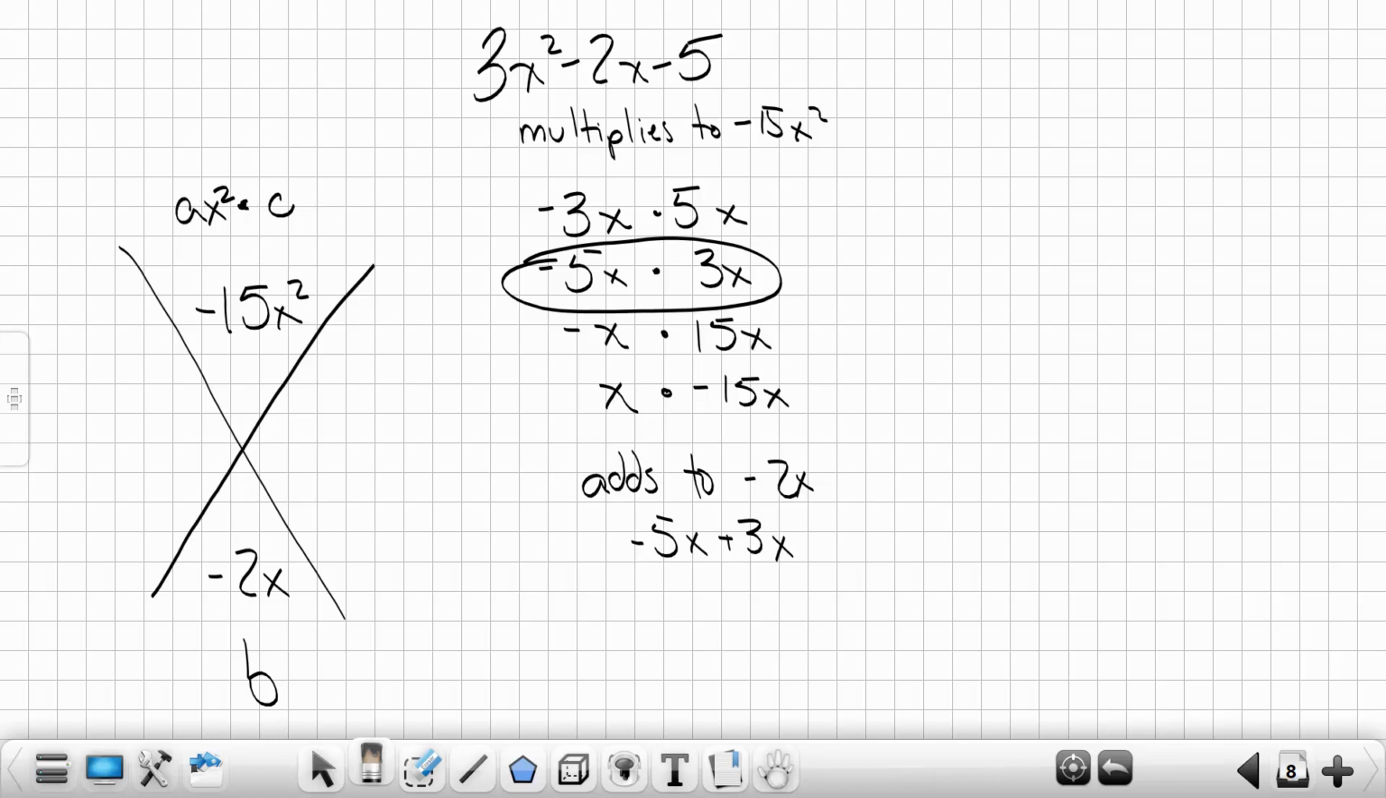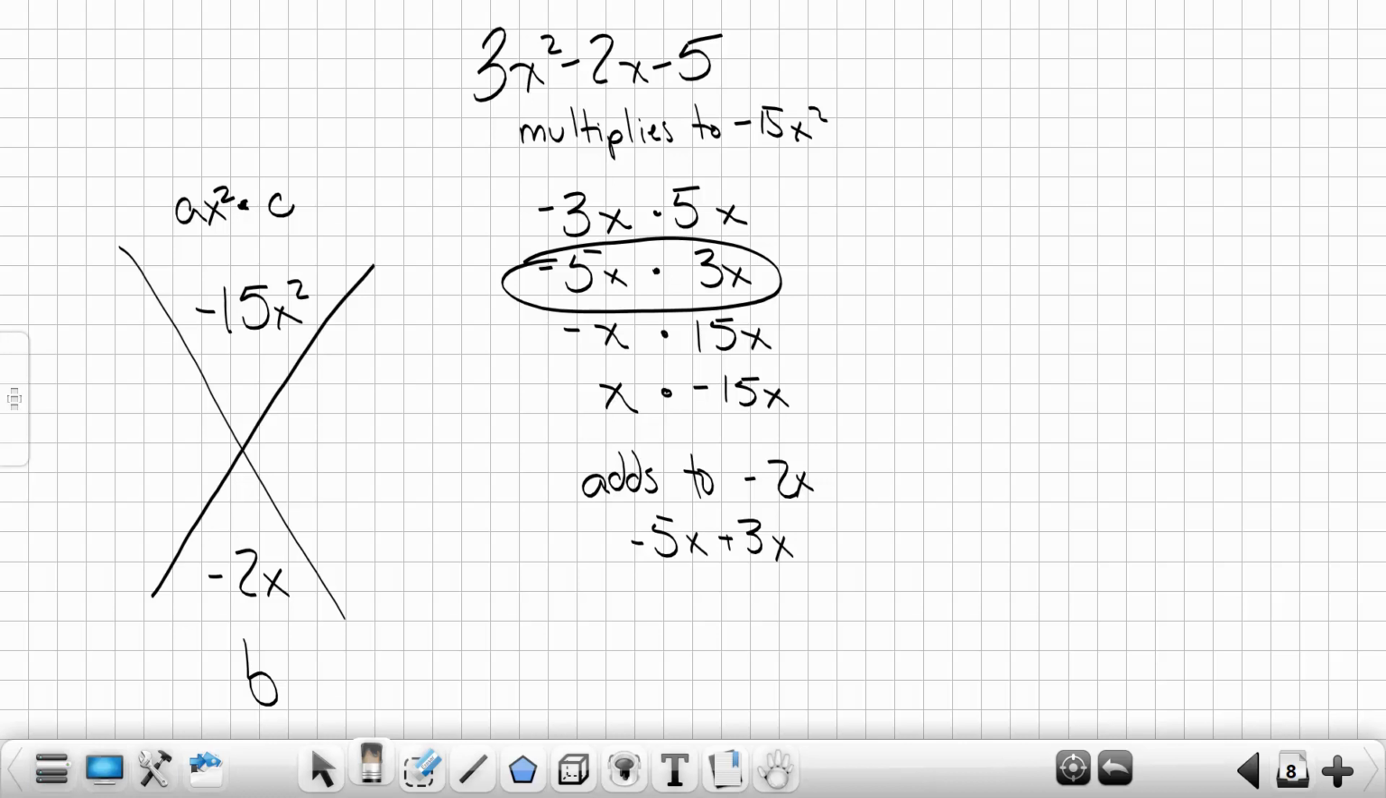All right. So, I need all numbers. I start, Stephanie, by listing all numbers that multiply to this. You're okay with that, yeah? But I also need to pick out of this set, do any of these two numbers add to that if I add them together instead? Negative 3x plus 5x makes a positive 2x. Negative 5x plus 3x makes a negative 2x, which is what I wanted. So I'm picking that one.